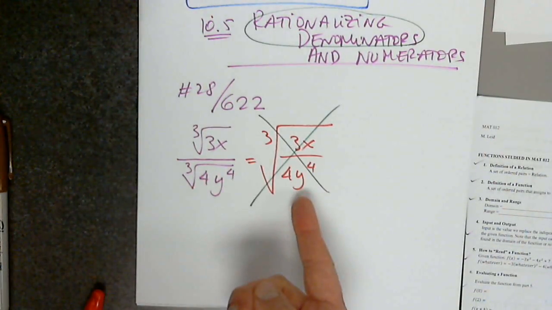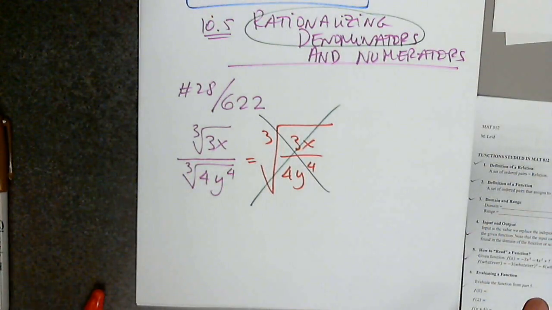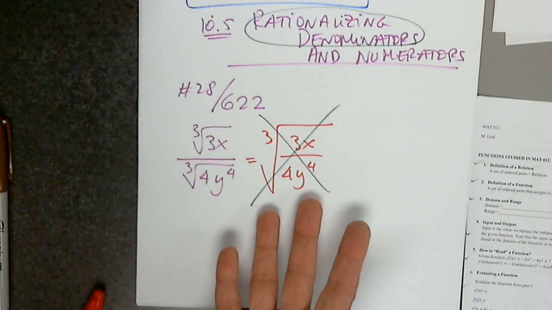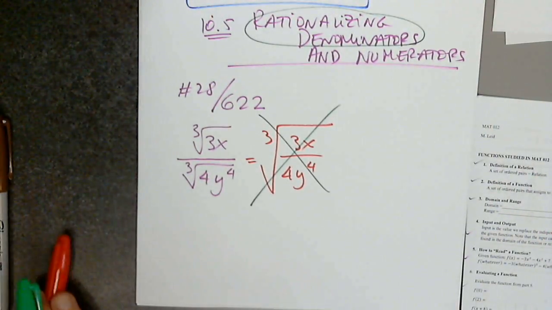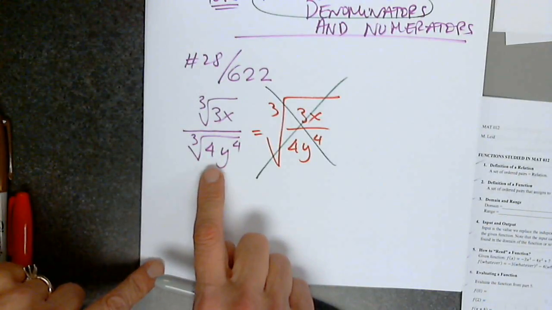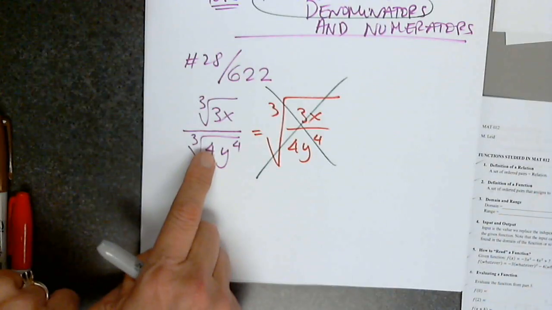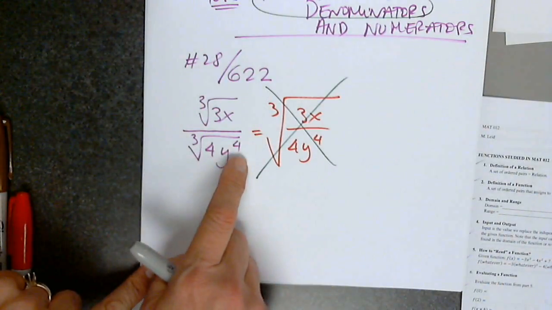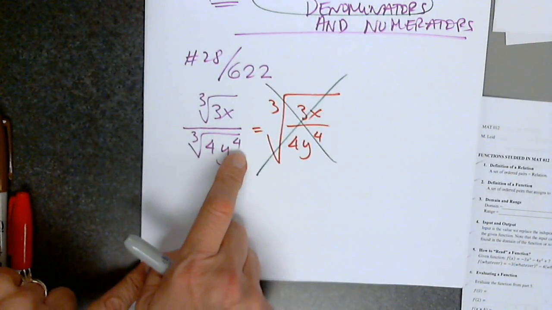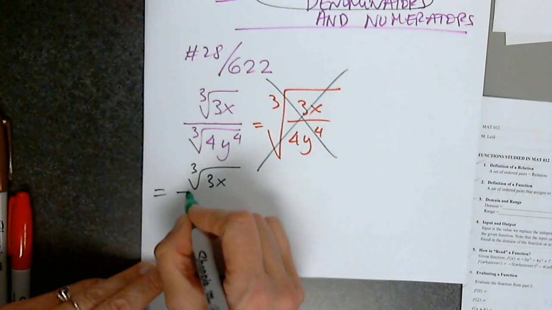Because I cannot simplify. 3 and x and 4 and y are not common factors. This will not help. So what I'm going to do, though, is simplify the radical in the denominator, which is not simplified. This is 2 squared, right? So the cube root of 2 squared is simplified. But the cube root of y to the 4th is not simplified, right? Okay. So the cube root of 3x stays.